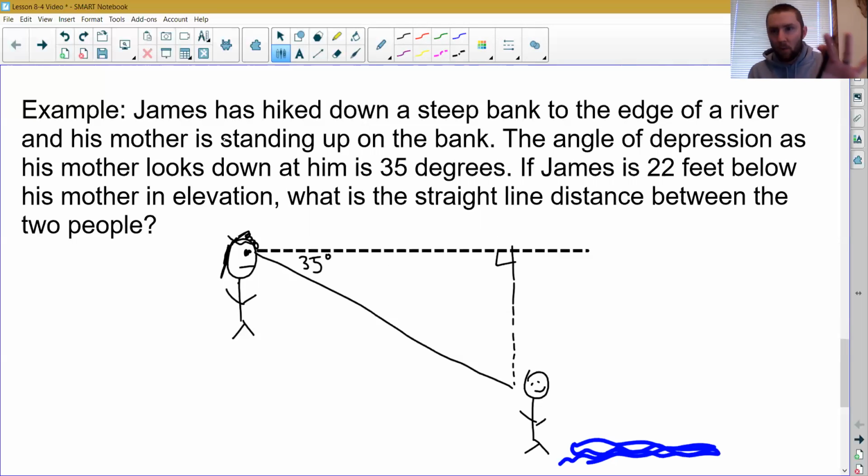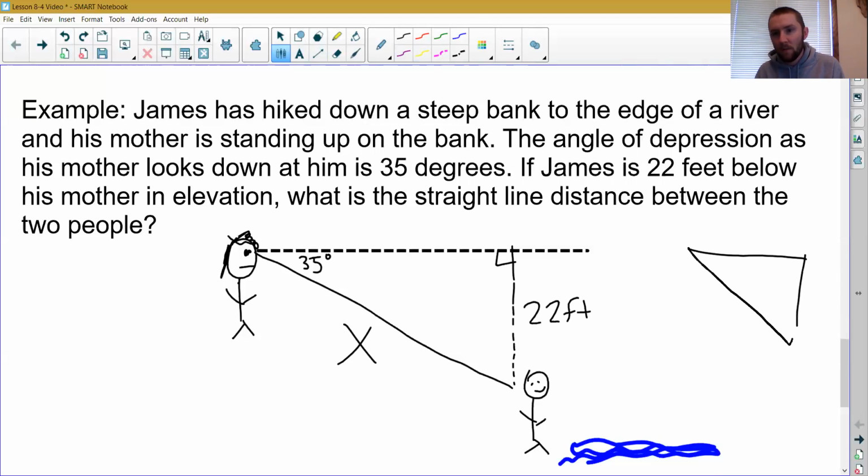The question, according to this example problem, is this. If James is 22 feet below his mother in elevation, so this is 22 feet, what is the straight line distance between these two people? How far apart are they in a straight line by their eyeballs, okay, by their eyesight? So this is what I'm looking for. Right, now I'm going to take this and I'm going to draw it in a slightly different context, right? Basically, without the picture, I'm going to draw a right triangle where this is a 35-degree angle, that's a 90-degree angle, this is 22, and this is x.